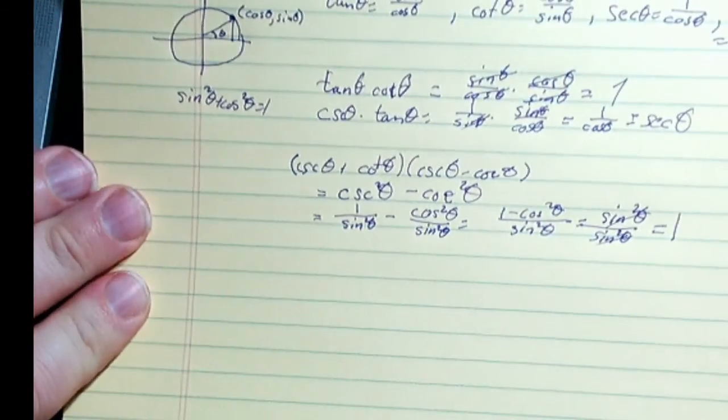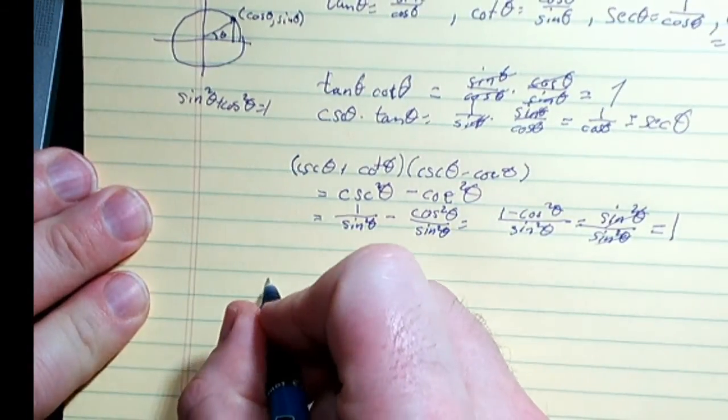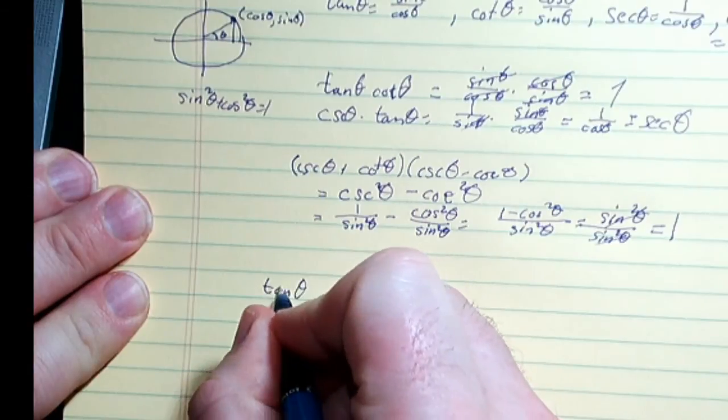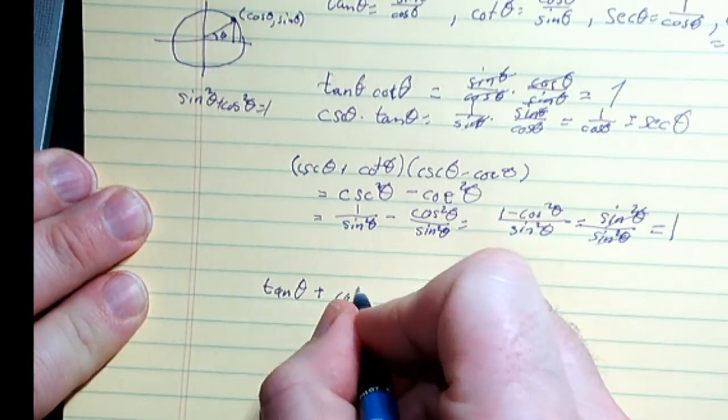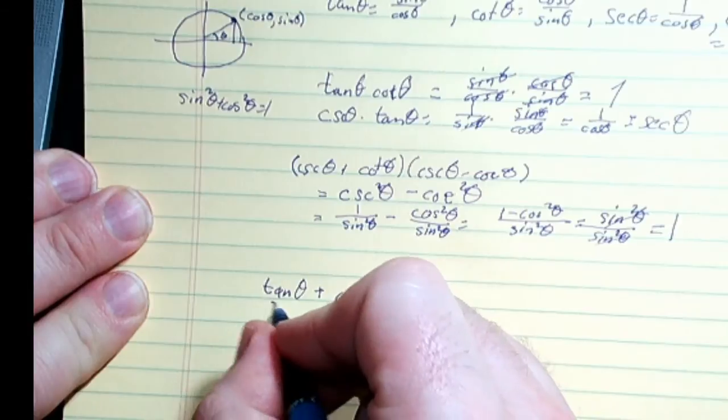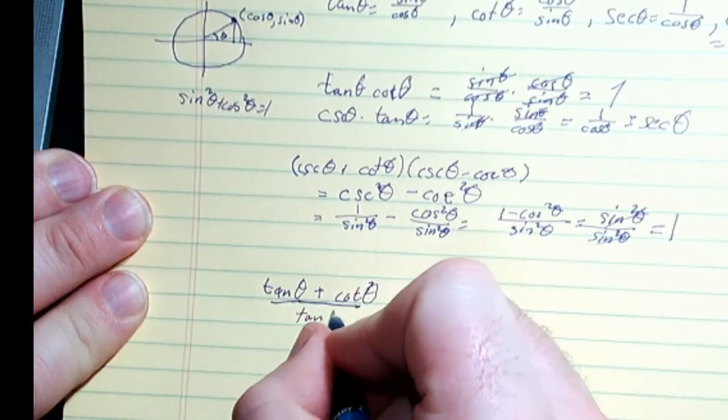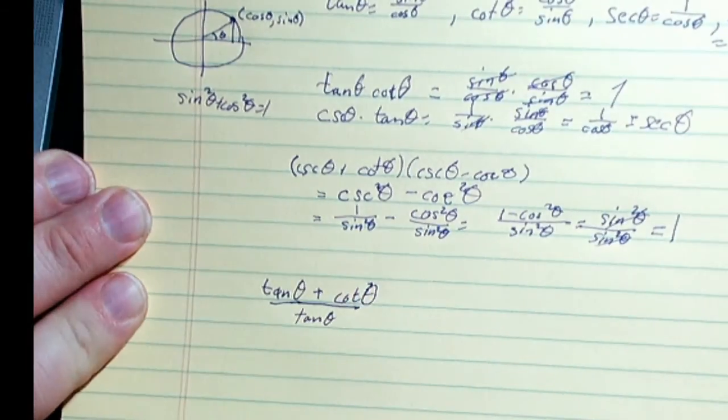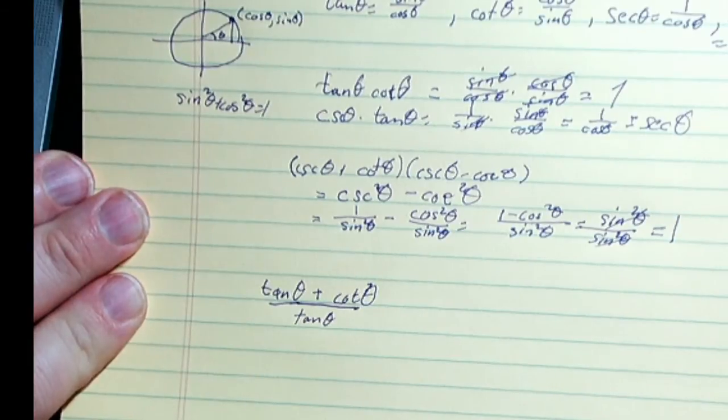Let's look at the last one we have here. We have tan theta plus cotangent theta over tan theta. And we're supposed to prove this is equal to cosecant squared theta. Well, let's write this in terms of sines and cosines.